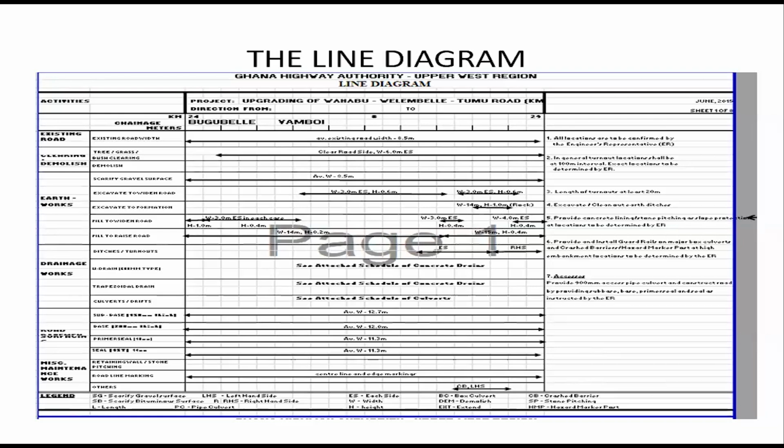Now under the drainage structures, we have new drain, then trap drain, and then culvert. Here they are saying see attached schedule. Yeah, because it's very difficult at times, or most times, to represent the new drainage structures right on the line diagram. That is why it is very important we have schedules for drainage structures, which we will be seeing soon.